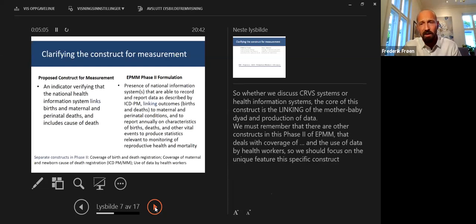So whether we discuss CRVS systems or health information systems, the core of this construct is the linking of the mother-baby dyad and the production of data. In this context, we must remember that there are other constructs in this phase 2, specifically looking at CRVS, about the coverage of birth and death registration, the coverage of maternal and newborn cause of death registration, and also the use of data by health workers. And we should here specifically look at the unique features of this construct.